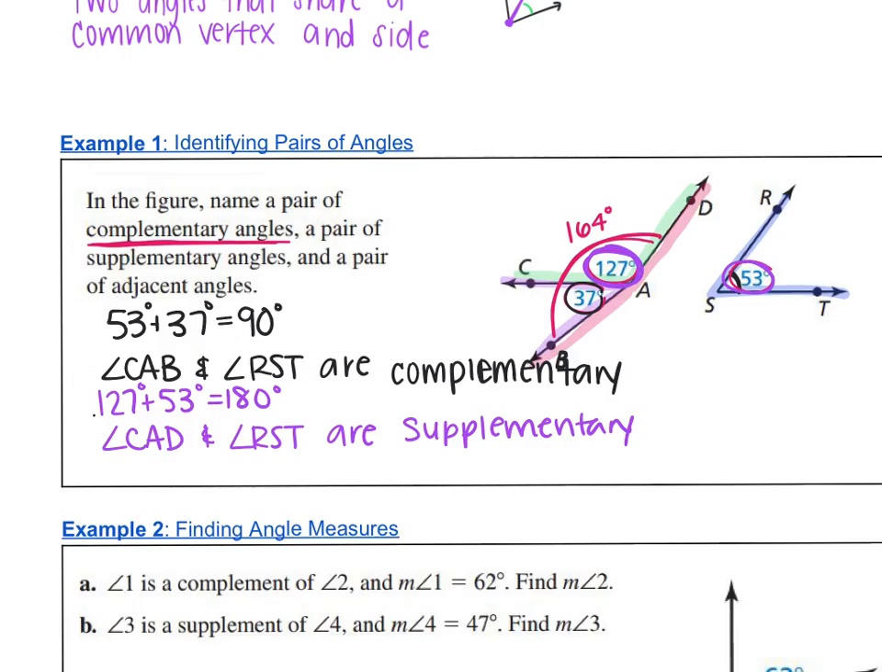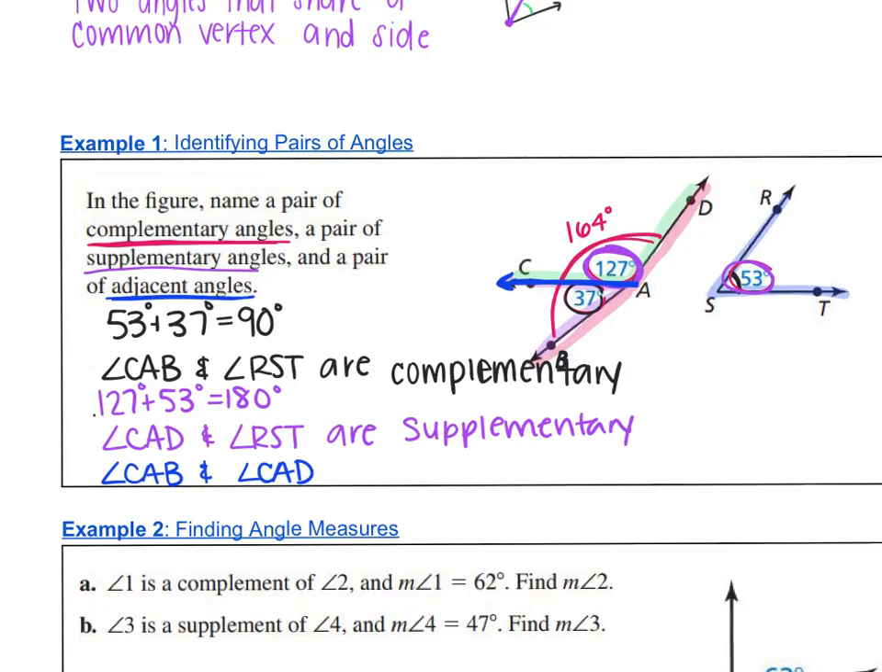And then the last thing they want us to do is find a pair of adjacent angles. Adjacent angles would be two angles that share a common side and vertex. Take a look at our first picture here. CA, or ray AC, is a part of two angles: angle CAB and angle CAD.